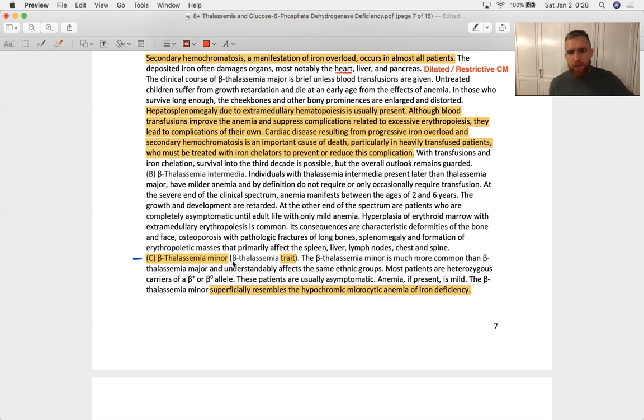Thalassemia major patients are usually transfusion dependent, and a treatment option that can circumnavigate that is a hematopoietic stem cell transplant. So an allograft or an autograft into the patient's bone marrow. Perhaps they have a sibling who's got a very similar HLA typing. That would be a good choice for a bone marrow transplantation.